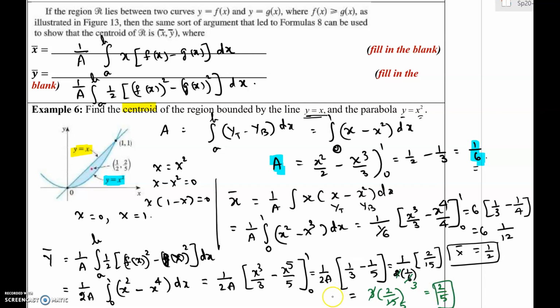So the center of mass, the centroid in this case, is x bar, y bar. X bar is 1/2, the y bar is 2/5.